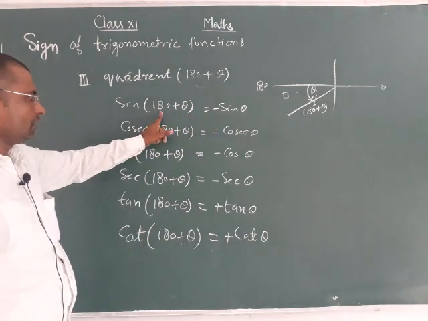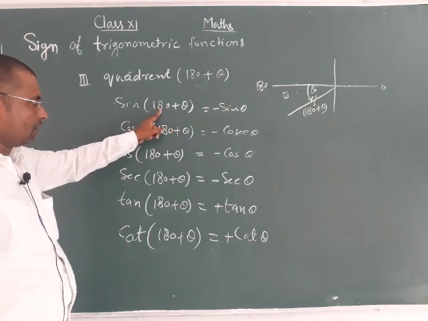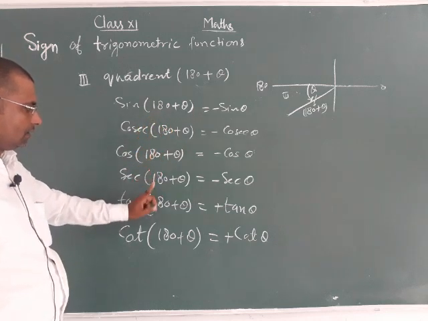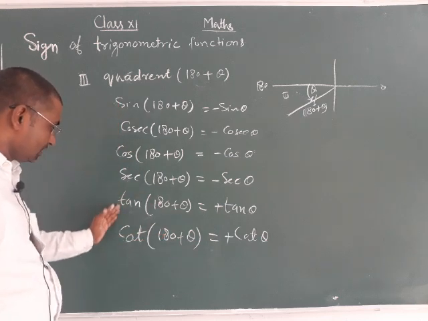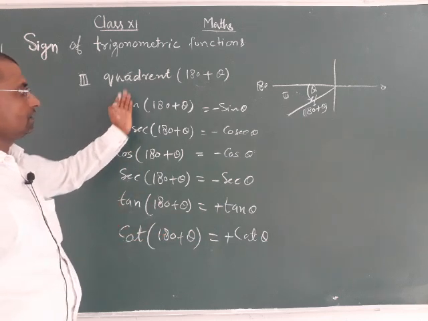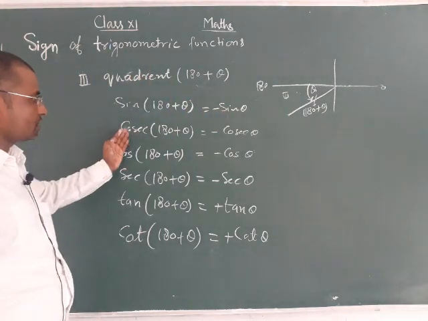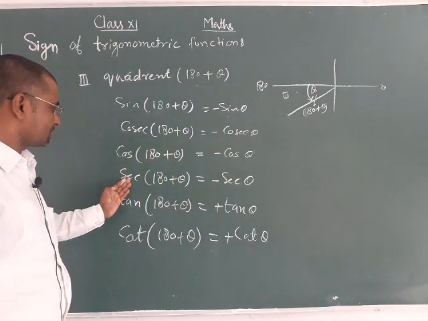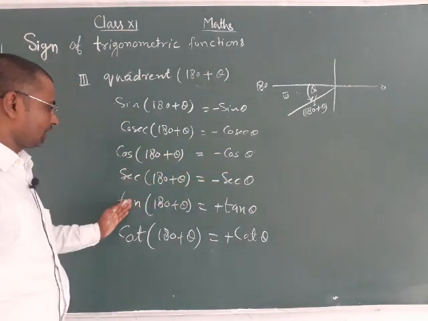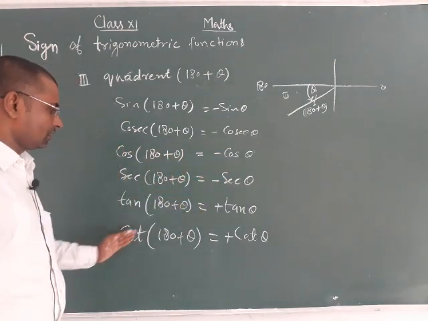With the angle 180, there is no change in ratio: sin, cosec, cos, sec, tan, cot.